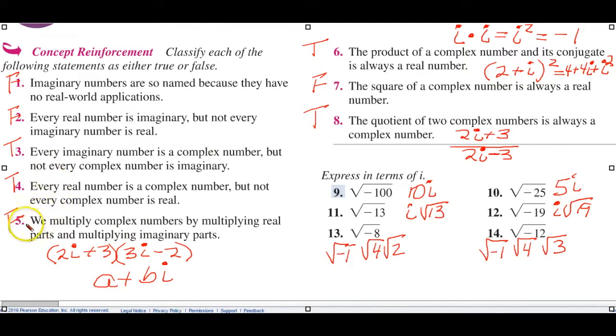All right, number 5. We multiply complex numbers by multiplying real parts and multiplying imaginary parts. When we FOIL this would be imaginary, but when we do our outers, this is a real by an imaginary. So that's why that is false.